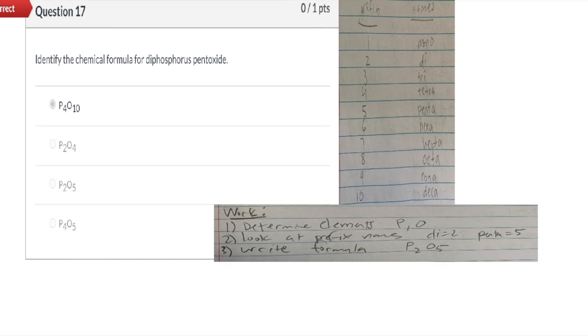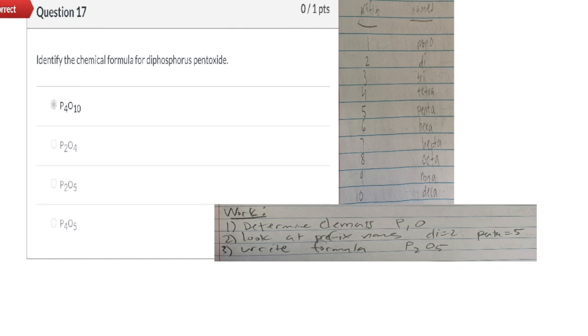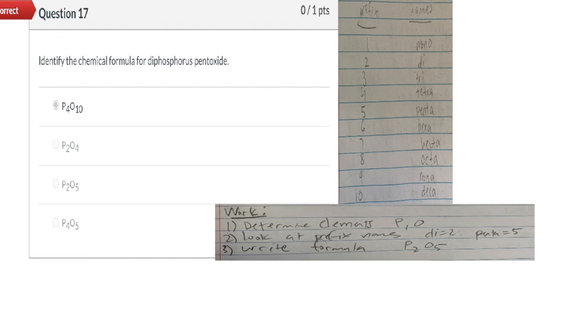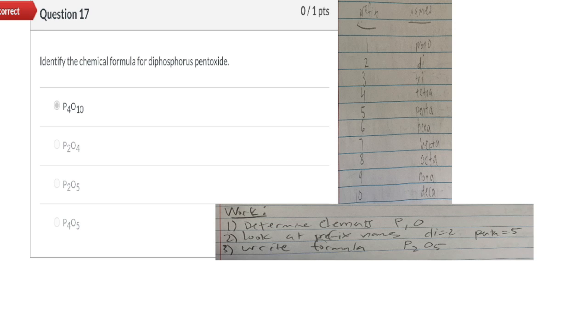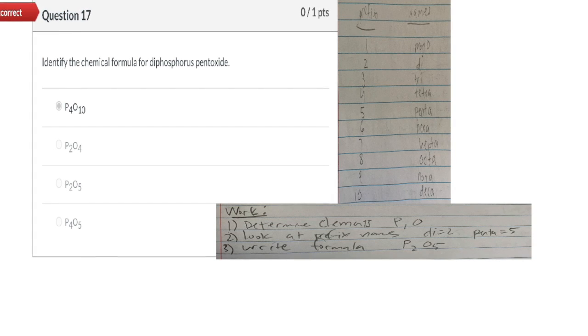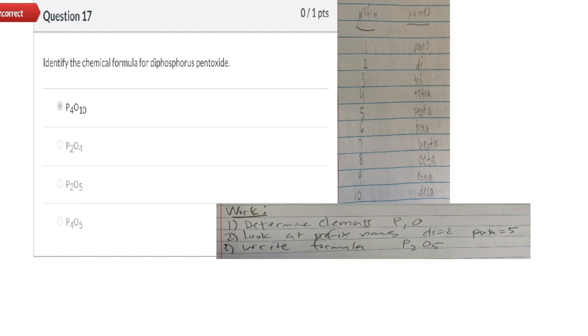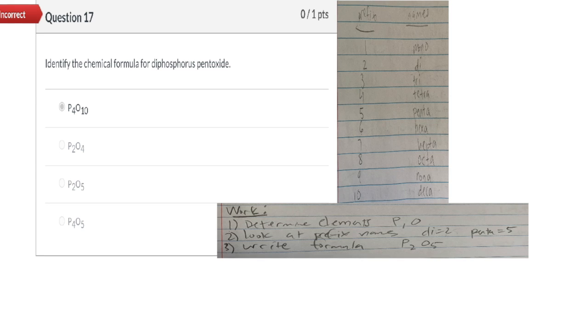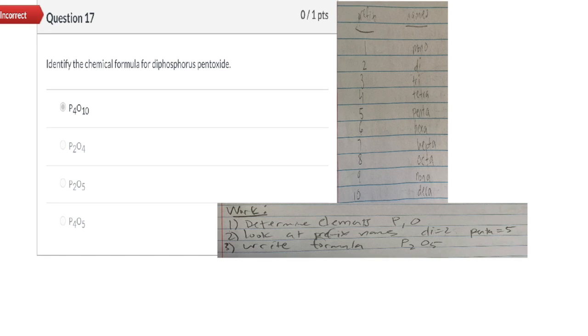And oxide is the same thing as oxygen because when they add an IDE at the end, it's just letting us know that the compound is made up of only two different elements. So now that we've determined the elements, we look at the prefix names di and penta.